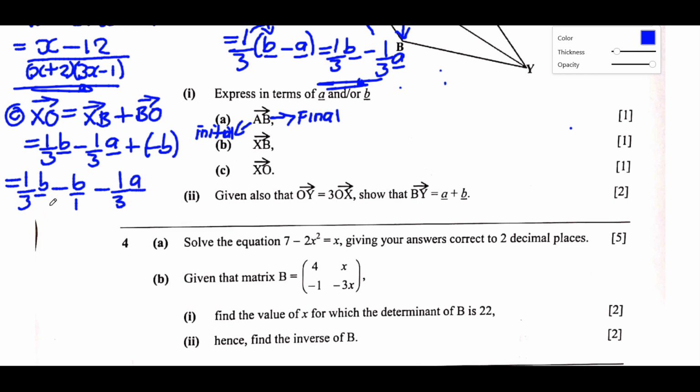So the lowest common denominator is 3 for the first part. 3 into 3 is 1 times 1B will just be a B. Minus 1 into 3 is 3 times B will give us 3B. So the final answer will be negative 2B over 3 minus 1 over 3 of vector A.